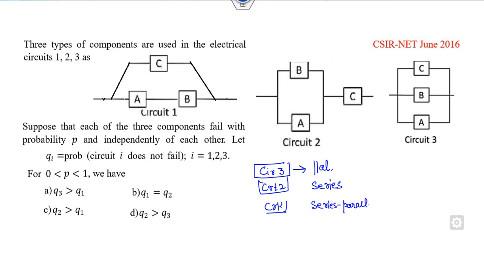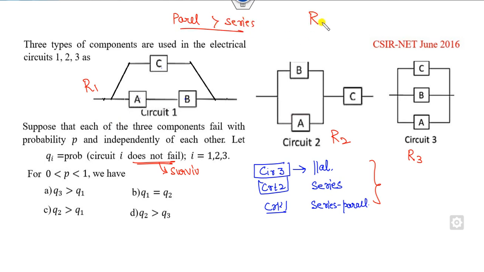Fine. And what is the tip for you? If I say does not fail, does not fail means survival. That means the reliability. So if I call this R3, the system reliability, this R2, and this R1. As I told you, reliability of the parallel is always greater than that of the series. Now they are series-parallel, again a parallel. So reliability of the parallel is greater than the series-parallel, which is greater than the series. So that's a simple standard tip for you.